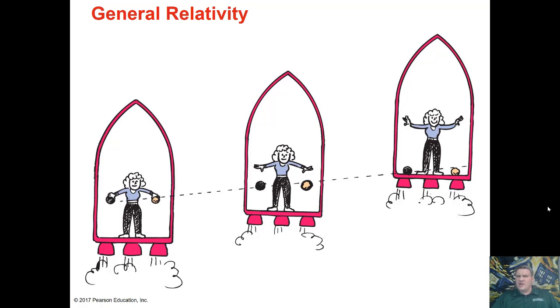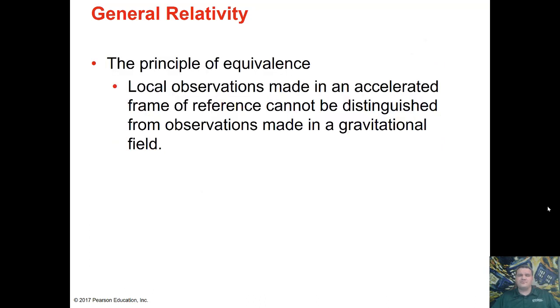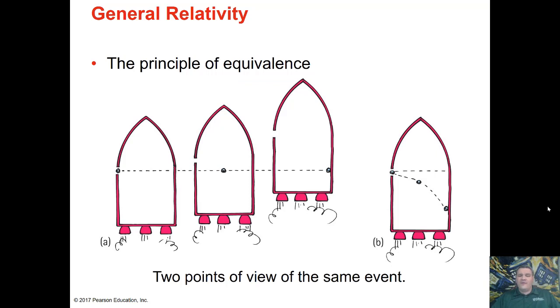So one of the strange conclusions of general relativity is that acceleration and gravity are actually the same thing, that there's no way to distinguish between the two. This is what is known as the principle of equivalence, or the equivalency principle. Local observations made in an accelerated frame of reference cannot be distinguished from observations made in a gravitational field. Gravity and acceleration are the same thing.